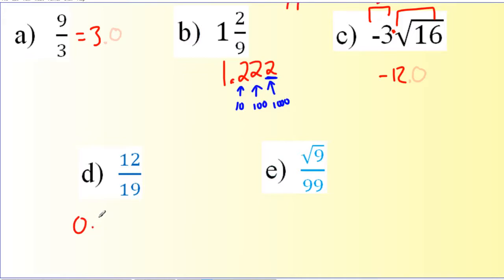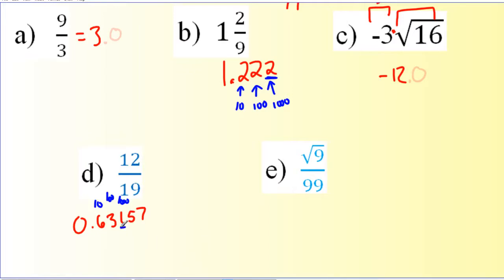0.63157. That's enough because the directions told us to round to the nearest thousandths, which is here. Tenths, hundredths, thousandths. So we need to round this 1. So we need to decide, does that 1 go up or does it stay the same? And then delete everything after it.